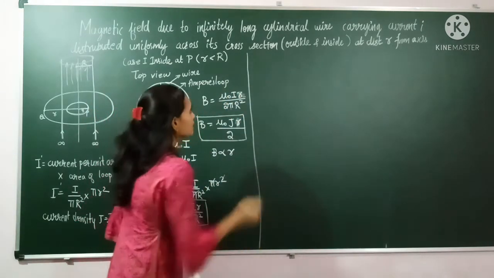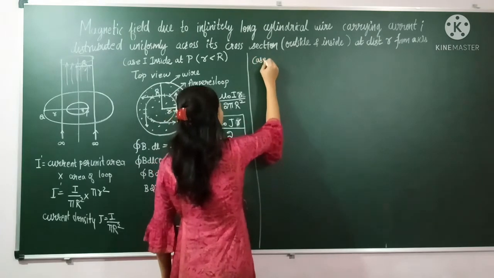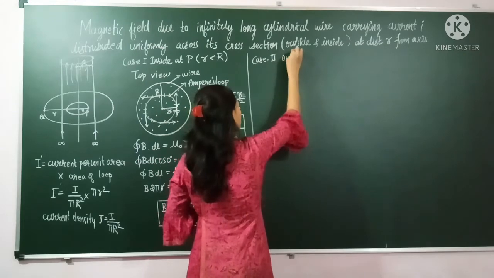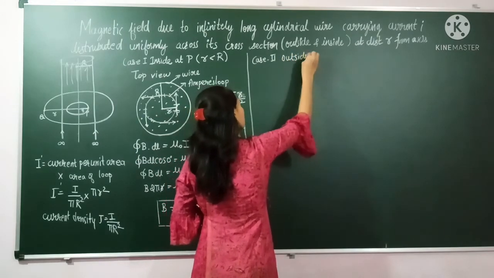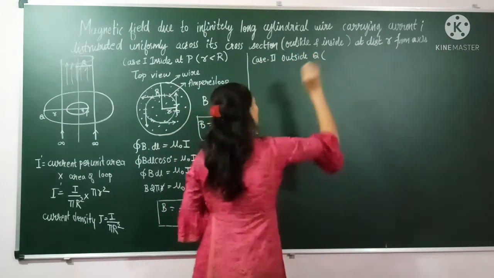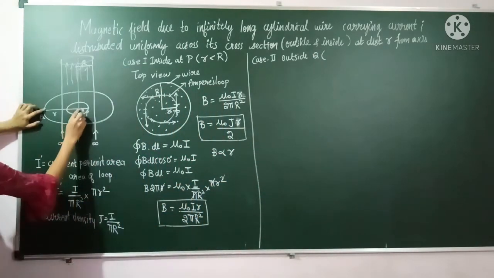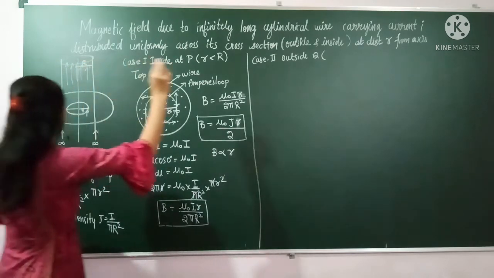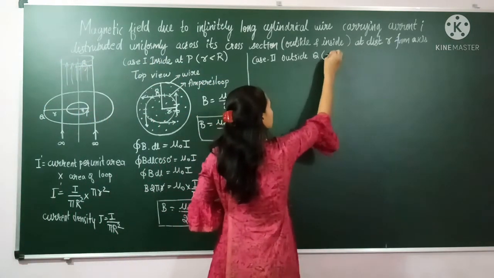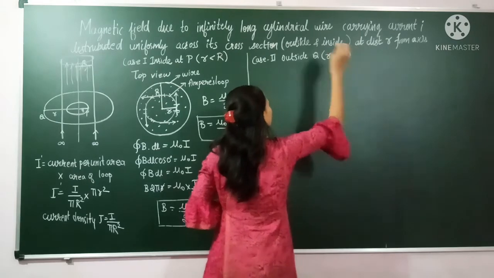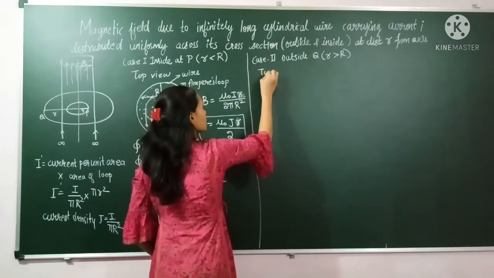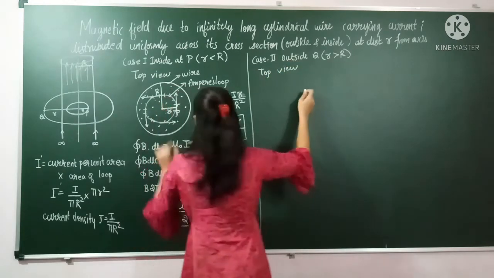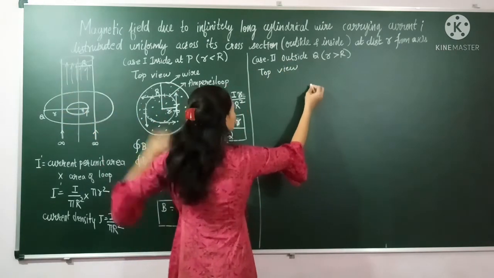Next we will take the second case. In the second case we will take the outside point Q. Outside at Q, this r value is greater than the radius of this cylindrical wire. So here I will take small r greater than capital R. Next in this case also we will take the top view. First I will take this cylindrical wire.